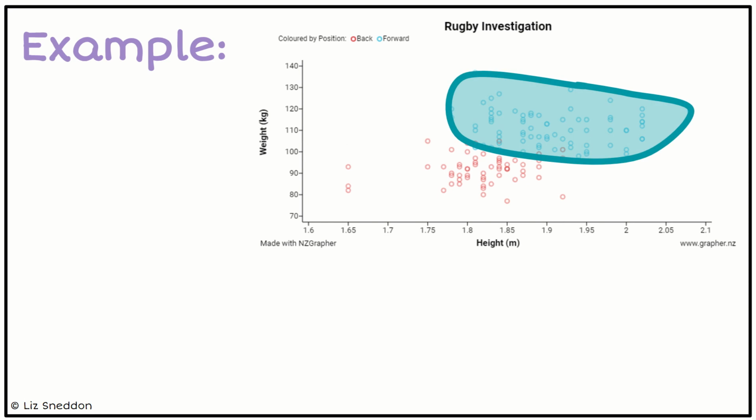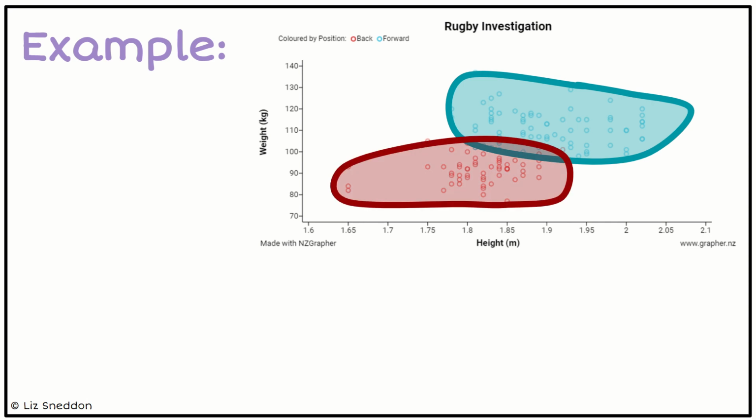I've got the one pattern at the top. Those are the forward players, and we can see they tend to be way more weighty and possibly a little bit taller than the others. Then we've got our group of backs, and they tend to weigh a little bit less and be a little bit shorter typically. Notice I'm using the word tends because not all of them are bigger or smaller than the others.